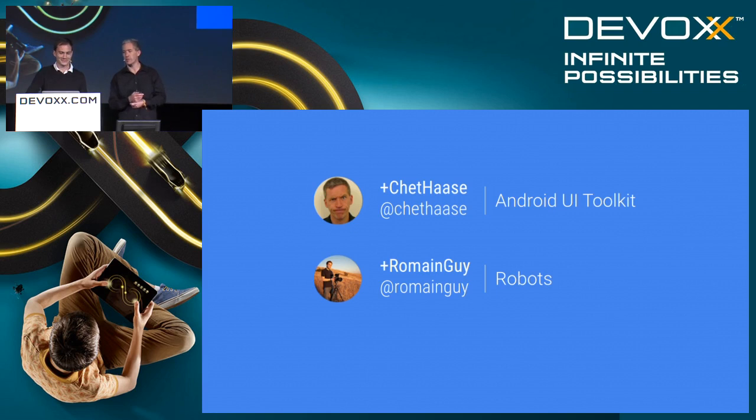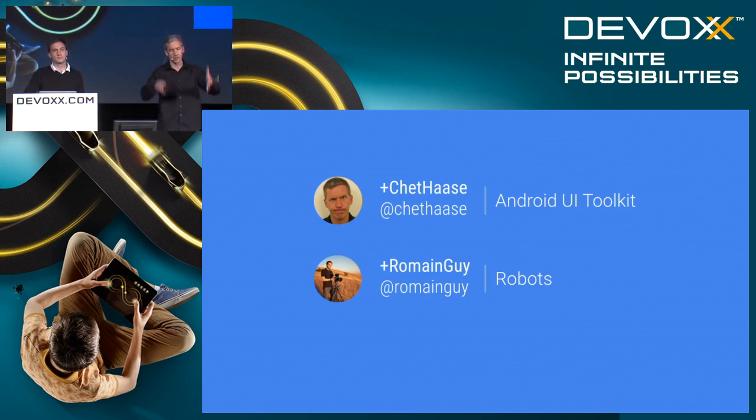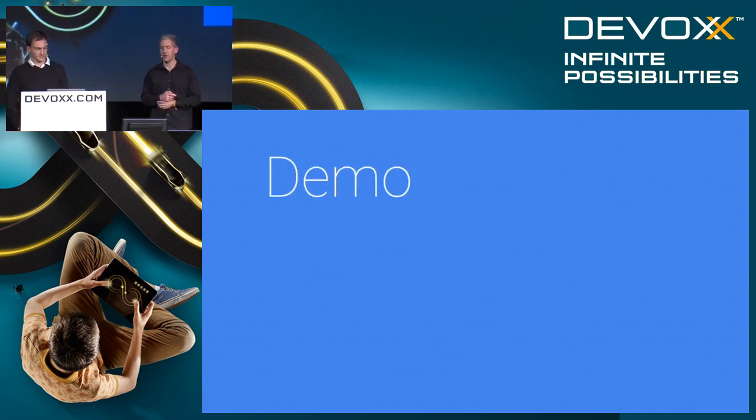Let's see, which one am I? I'll play the guy on the top. I am Chet Haase. I'm the lead of the Android UI Toolkit team, which is the team that implements all the view widgets down through the graphic stack and hardware acceleration performance to put all the pixels on the screen. And I'm Romain, and I work on robots. And that's all we know about that.